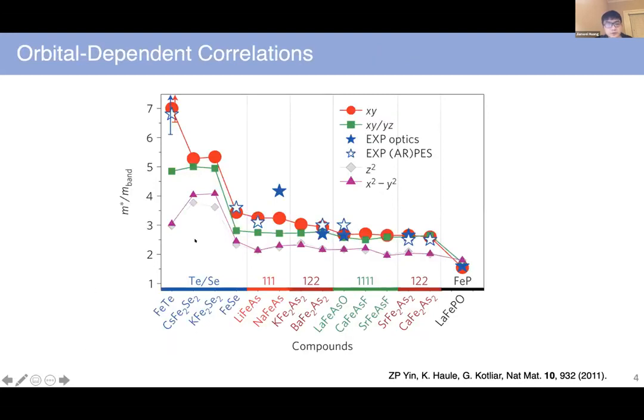There are two things that we know about these correlations for the iron-based superconductors. First, the iron chalcogenides basically possess larger electron correlation effects than the iron pnictides. Second, the electron correlations in the iron-based superconductors exhibit orbital-selective behavior, in which the band of the XY orbital always exhibits a larger mass enhancement than other orbitals.